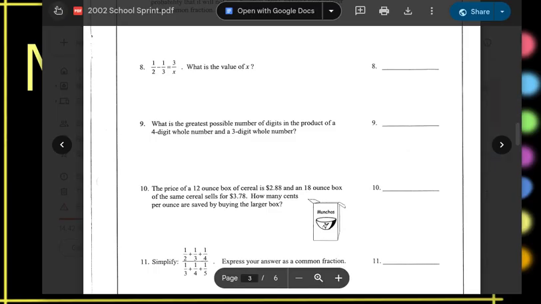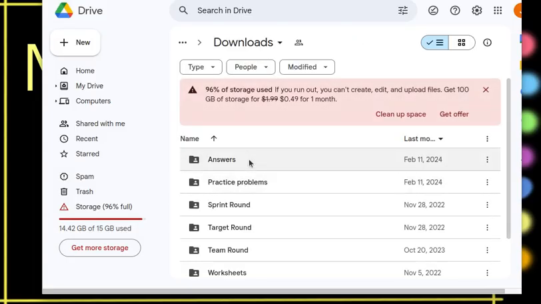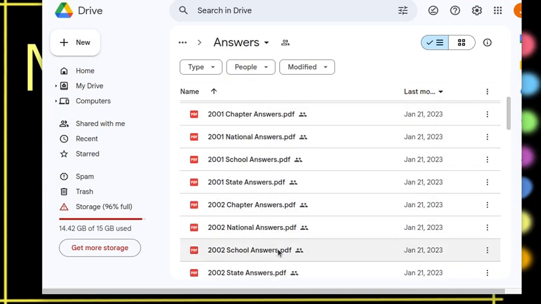So if you go back up to downloads, and then instead of sprint round, you go to answers, and then you can find the 2002 school answers right here. So first, print it out, give yourself 40 minutes, try to answer as many problems as you can in the 40 minutes, then score yourself based on the answers, and then come back and watch the rest of the video. So please pause the video right now and go take care of that before you watch the rest.